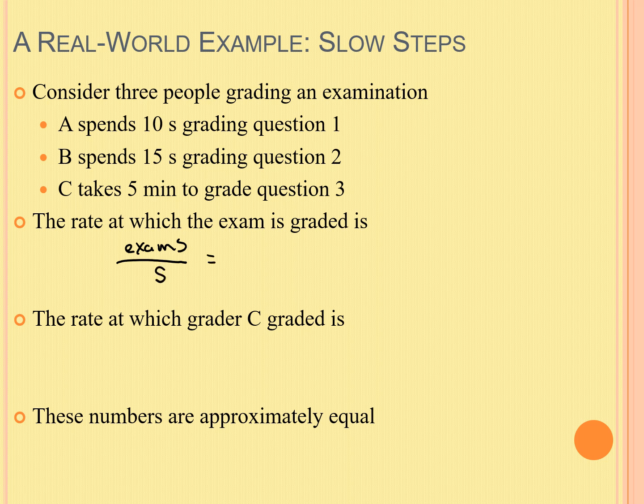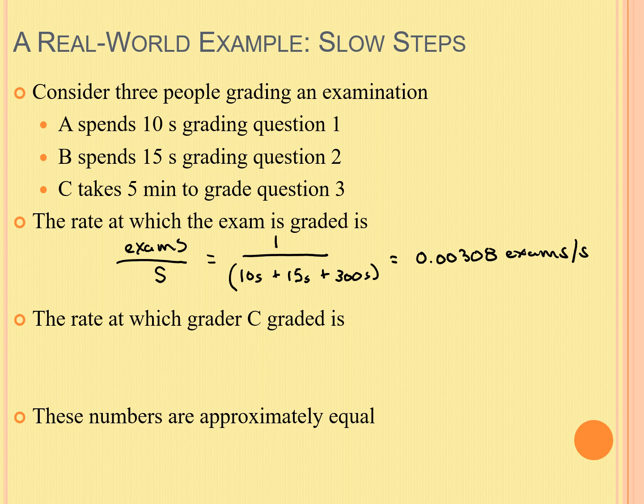All right, so here we have 1 exam. Person 1 takes 10 seconds, person 2 takes 15 seconds, and person 3 takes 5 minutes, which is 300 seconds, which is going to be a rate of 0.00308 exams per second.